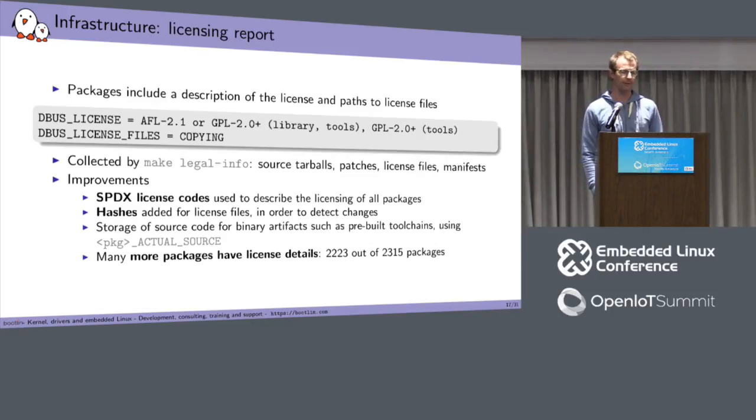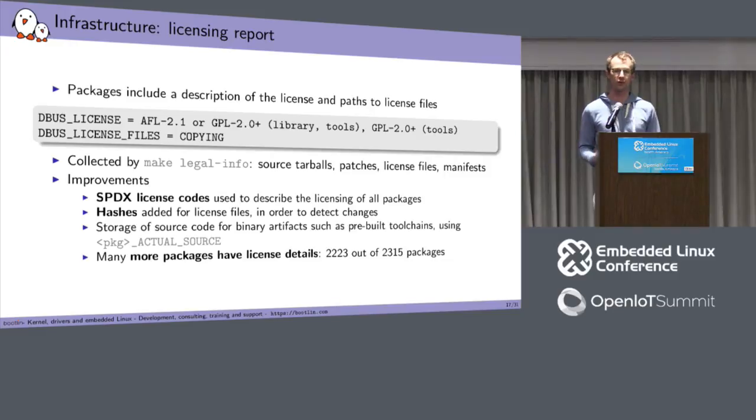So we've got the licensing report, as I've said, it's been there for more than 4 years, but we've done a bunch of improvements there. We're now using SPDX license codes more consistently, so all the license information is encoded in a more standardized format. We've added hashes for license files, as I mentioned. We've added support for storing the source code of binary artifacts, and that's especially used for pre-built toolchains.